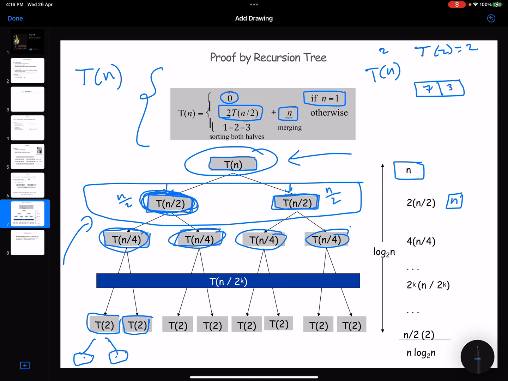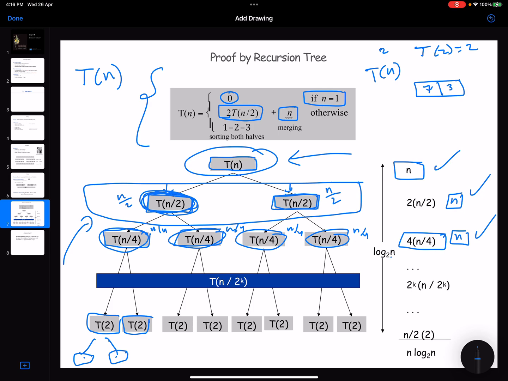But for this level, how much do we need? To merge this array, we need n over 4. To merge this array, we need n over 4, n over 4, n over 4. So we need 4 times n over 4, which is also n. So what you notice is that every level, to merge every level, you need n. Okay?